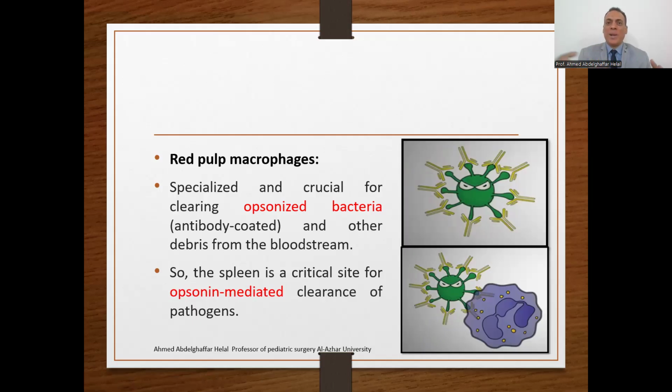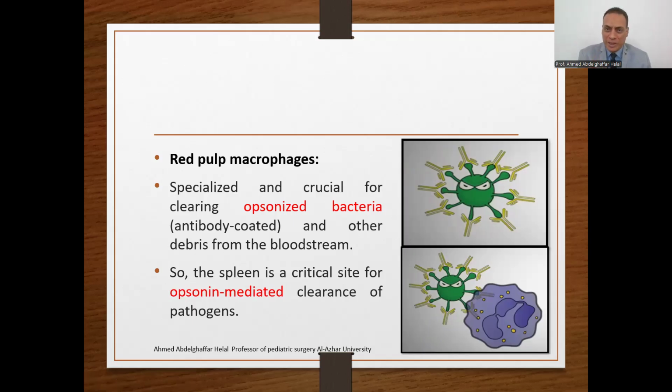The antigen will be coated with antibodies. These antibodies, this coating or opsonization, act as a signal for the immune system, so the immune system will activate. And here the macrophage will engulf this pill coated with the sugar. So it's very important to understand that this red pulp macrophage is responsible for the production of some opsonins and also phagocytosing these opsonized bacteria, especially the encapsulated bacteria.